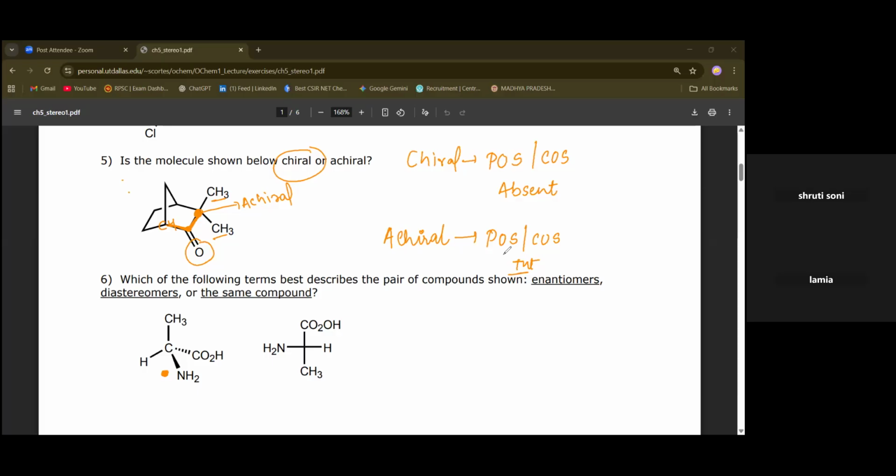Okay, now sixth one. Which of the following terms best describes the pair of compounds shown below? Enantiomers, diastereomers, or the same compound? Okay, let me see.